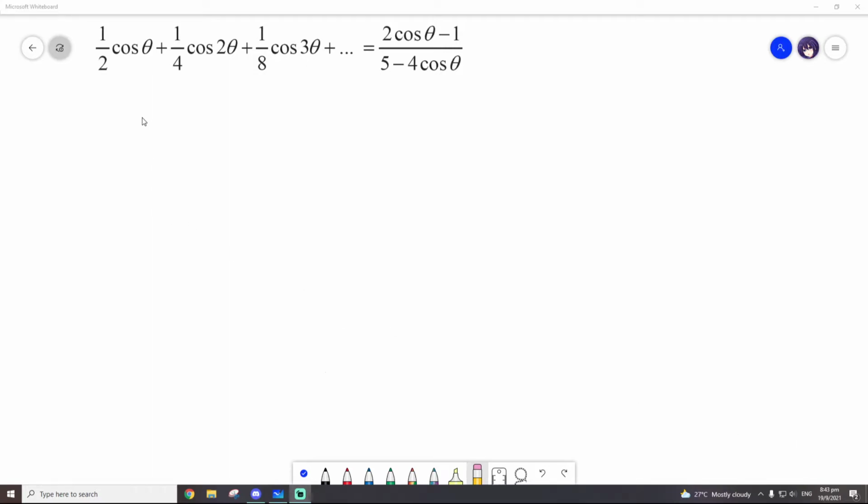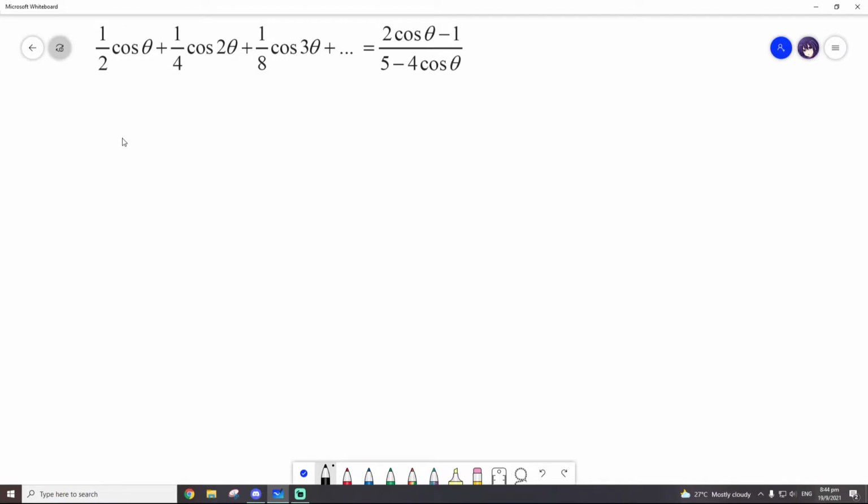Hello everyone. What you see in front of you today is a particularly interesting little trigonometric identity, and it definitely doesn't look intuitive at first glance. It goes half cosine theta plus a quarter cosine 2 theta plus an eighth of cosine 3 theta all the way to an infinite number of terms, and adding all these up gives you 2 cosine theta minus 1 all over 5 minus 4 cosine theta.